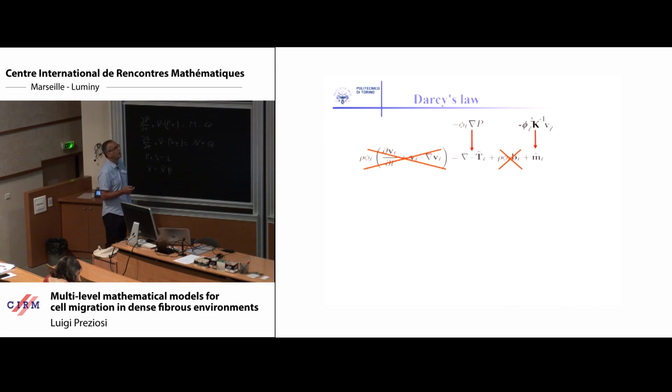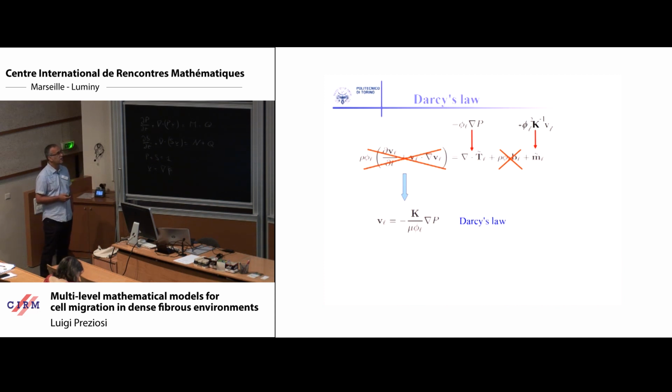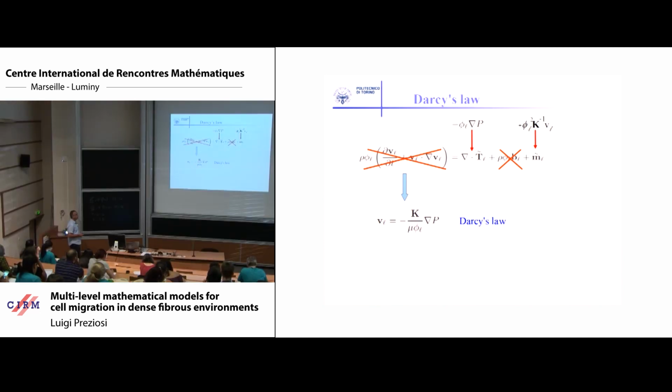So if you balance these two and you explicit VL, what you find is this one. So this is Darcy's Law. Okay, Darcy's Law in fluid dynamics tells you that the velocity is proportional to the gradient of pressure through a tensor which is called the permeability tensor, and here at the denominator you have mu, the viscosity of the fluid that is moving, because of course you can understand that if oil is moving in a porous material, it will be slower, and if it is water, it's moving faster.